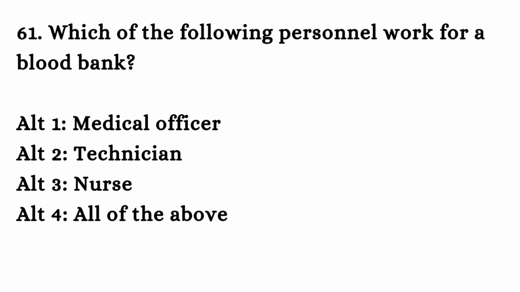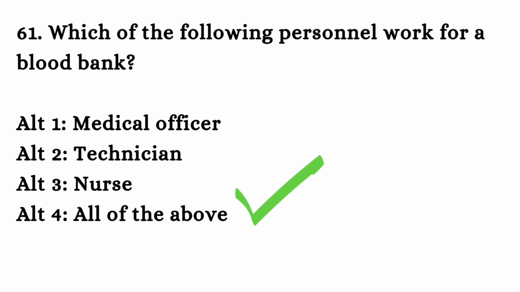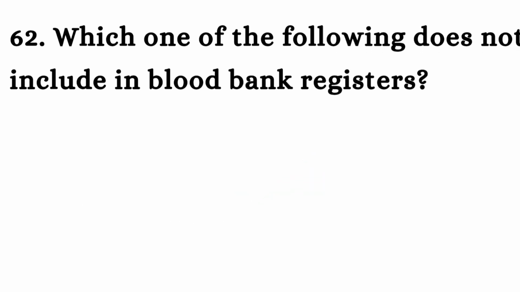Next question. Which of the following personnel work for a blood bank? Option 1, medical officer. Option 2, technician. Option 3, nurse. Option D, all of the above. The right answer is option D, all of the above. In blood bank, we need a medical officer, technician and a nurse. So, the right answer is option D.